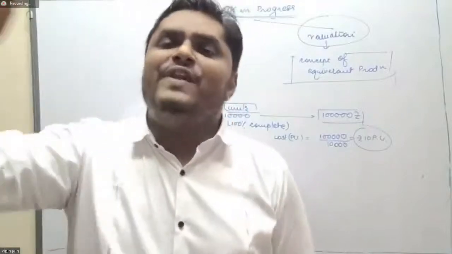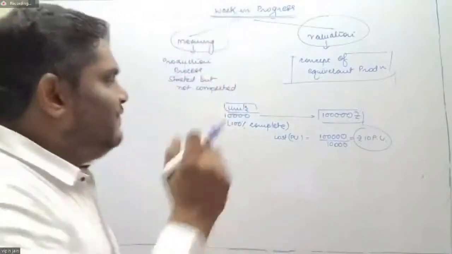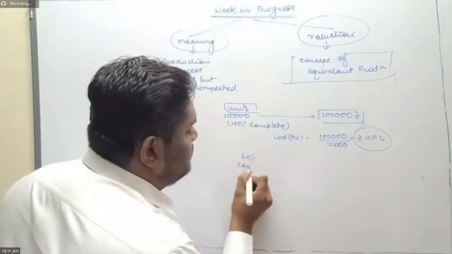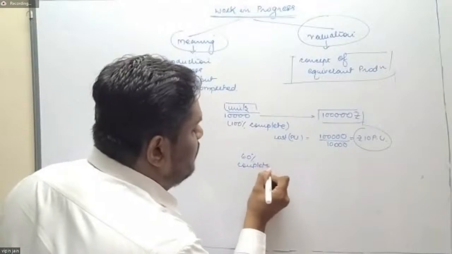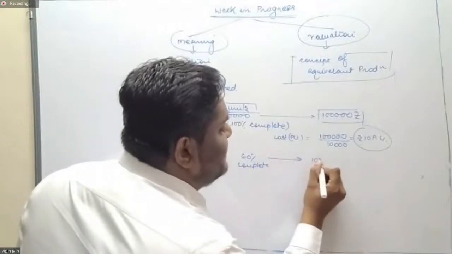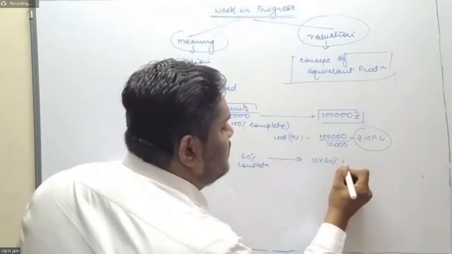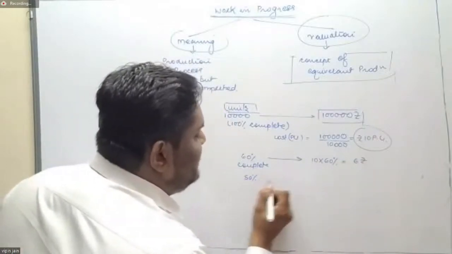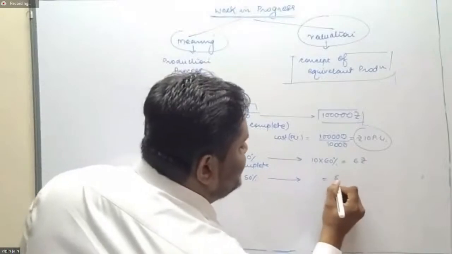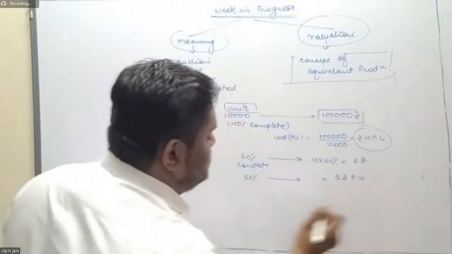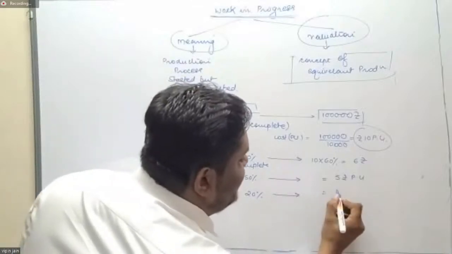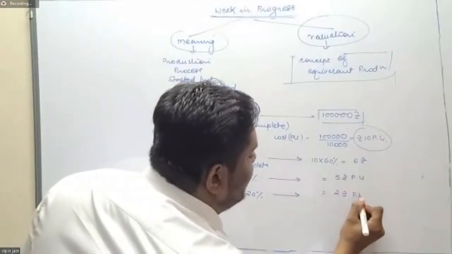Now let's say in a particular case, these units are 60% complete. So the cost will be very simple, 10 into 60%, that is rupees 6. Let's say if these units are 50% complete, so we can simply say rupees 5 per unit will be the cost. Let's say these units are 20% complete, so we can say the cost will be rupees 2 per unit.